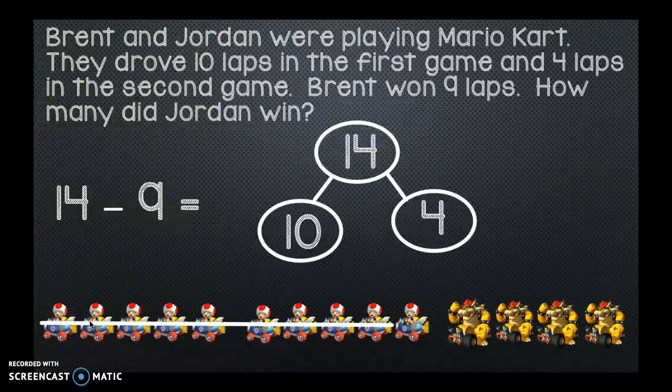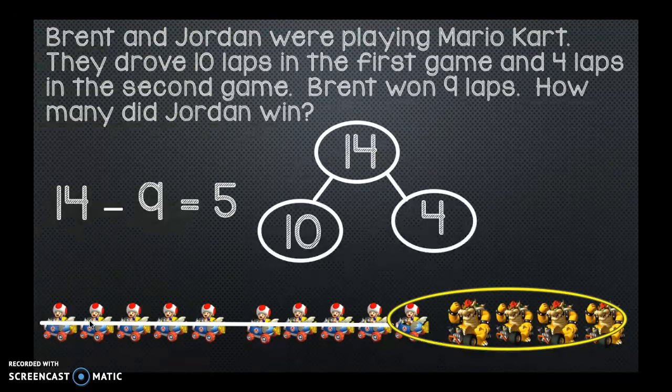Now I want to know how many are left over. Yesterday and today we're going to circle what's left over. Now I can clearly see how many 14 minus 9 would be equal to. I just have to count what's in the circle. Let's go ahead and count. 1, 2, 3, 4, 5. That must mean 14 minus 9 equals 5.